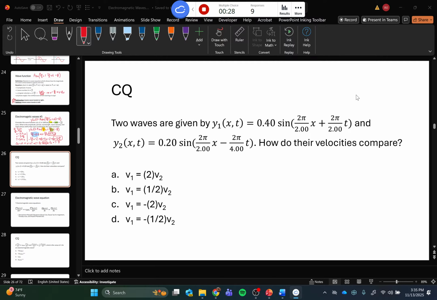Yeah, I did think through it. The way I was taught was you don't pull out the ends, you don't bring in the 2 pi over lambda. So I just estimated, okay, let's pull out the 2 pi over 2. I just did a ratio. You just divide the whole function by each other, or just the inside.